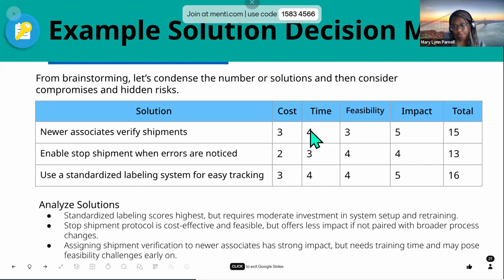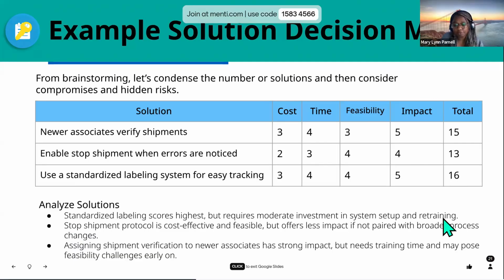From this, we can see that most of them have high impact, some have middle of the ground costs and longer time feasibility. And you can see we weighted at 16, 15, 13. So from this, we think, okay, using a standardized labeling system for easy tracking is the go-to solution if we look at what the higher one is.